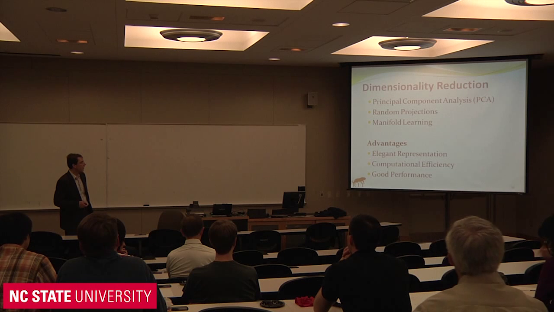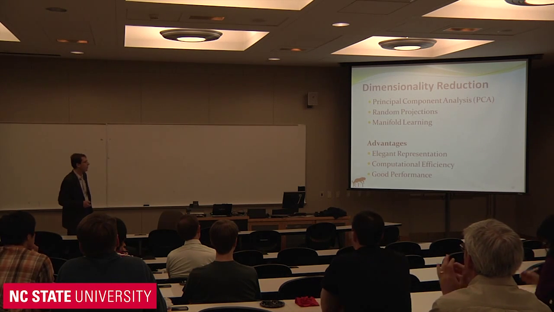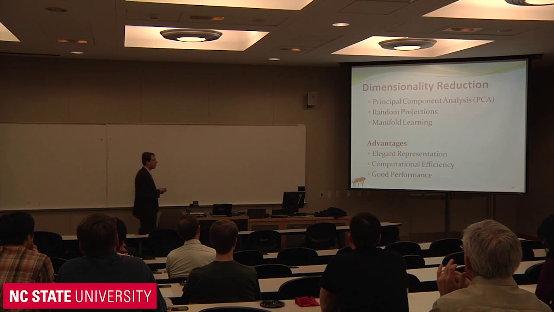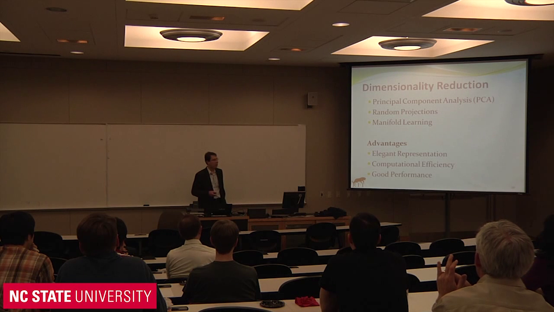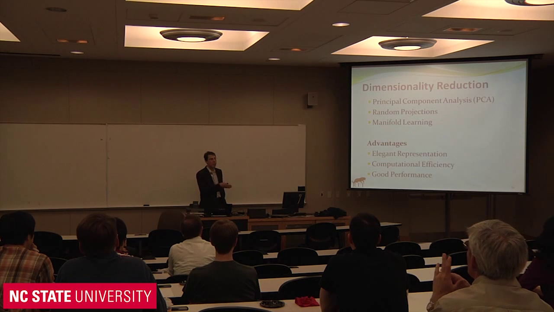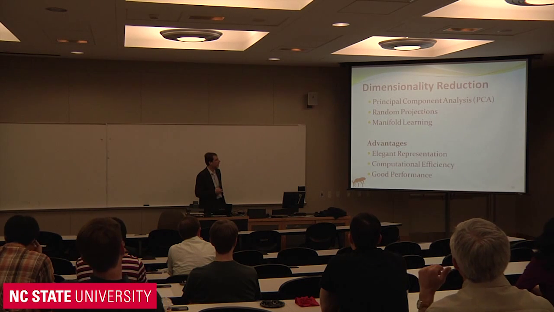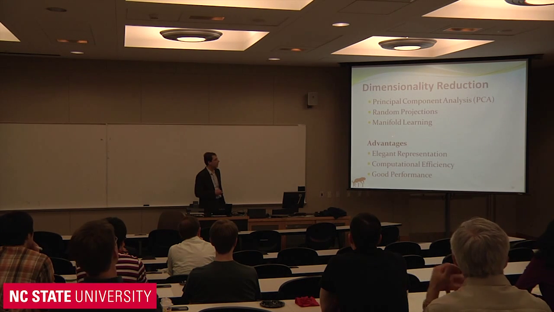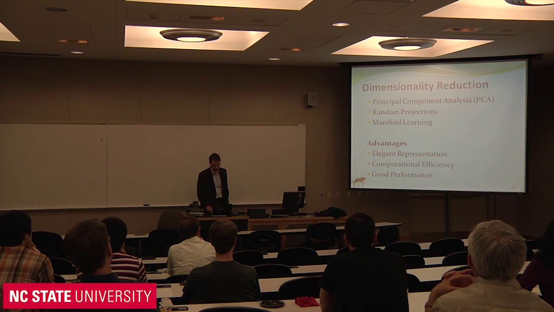Now, the nice thing about dimensionality reduction is that it's computationally efficient because it reduces the number of dimensions in the space we're operating on. So if you think of going from image space to feature space, we can reduce that by doing just a dimensionality reduction step. And it gives you a nice, elegant representation and pretty good performance.